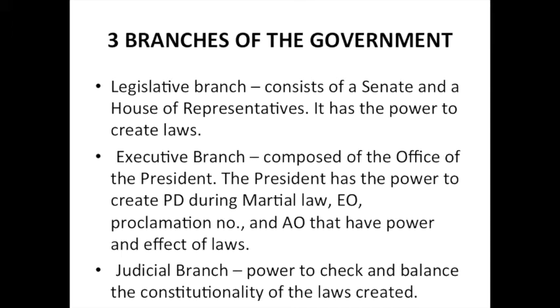So, dito, itong legislative branch ang may strong connection sa sociology of law. Kasi sila yung gumagawa ng mga laws. They're the ones who review the bills and kapag na-approve, it becomes a law.